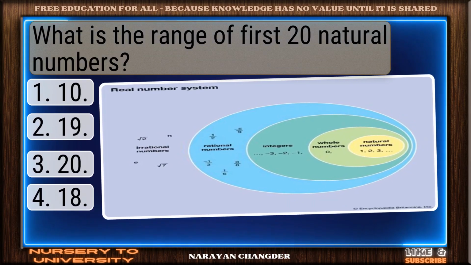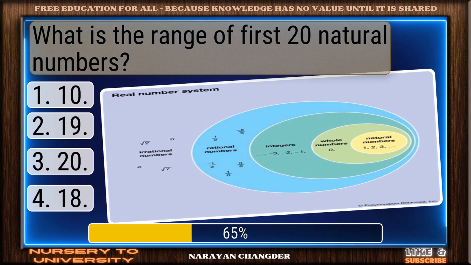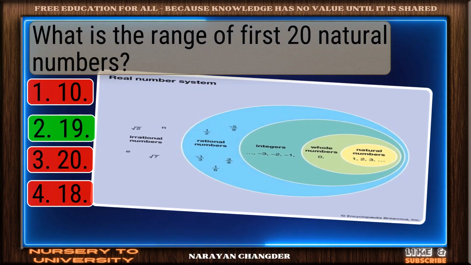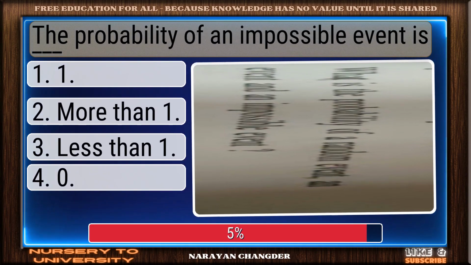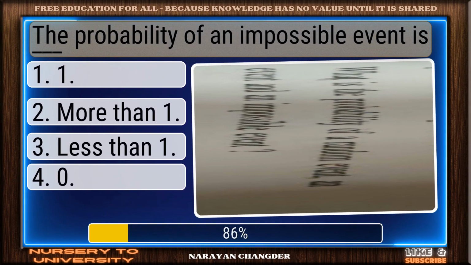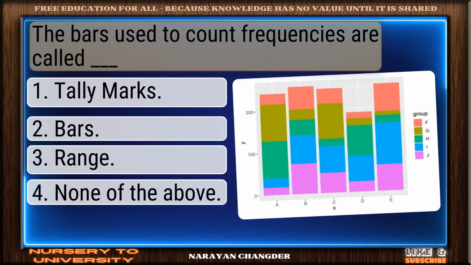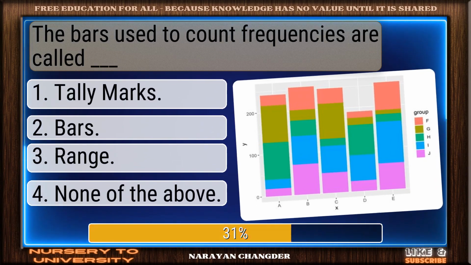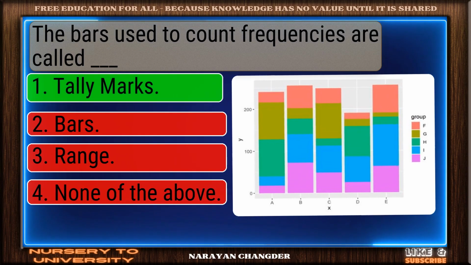What is the range of first 20 natural numbers? Well reasoned. 19 is correct. The probability of an impossible event is dash. Nice selection. Zero is correct. The bars used to count frequencies are called dash. You chose tally marks. Correct.